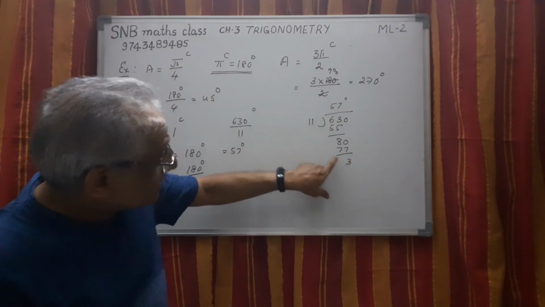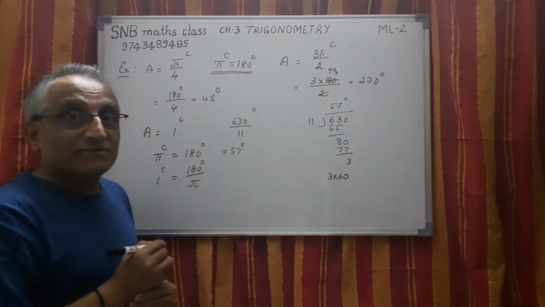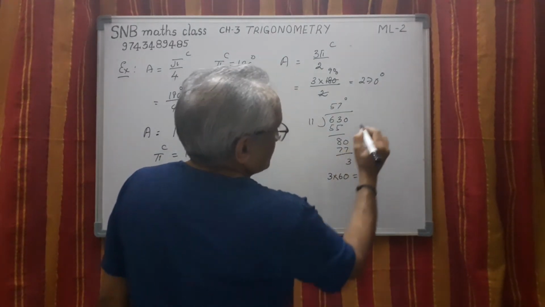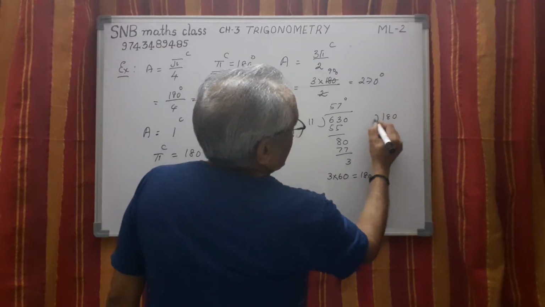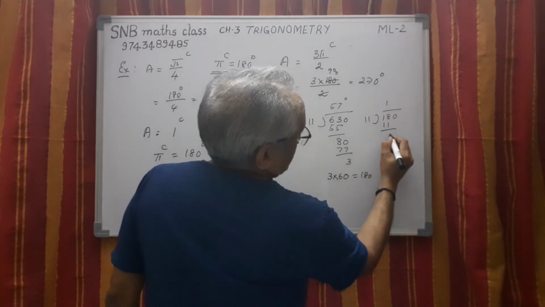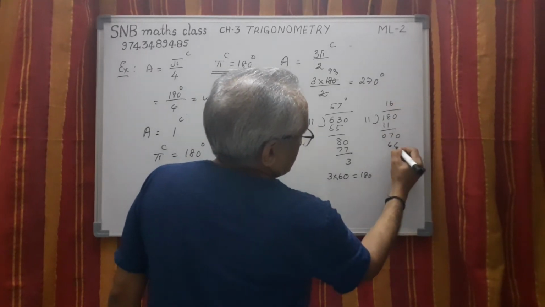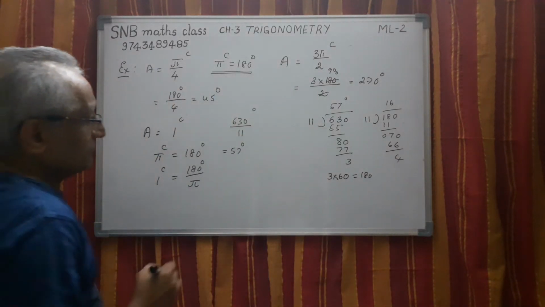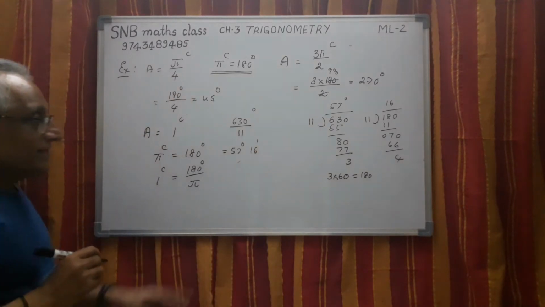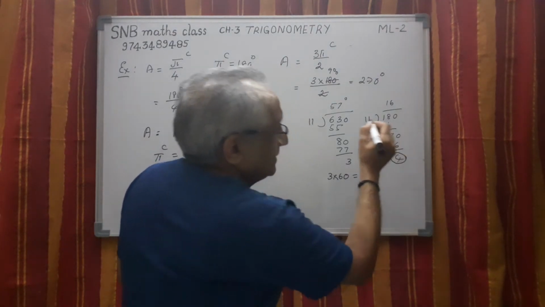Once again, this 3 degree I have to divide by 11. What is 3 degree? 3 into 60 I have to convert, because I have to convert it into minute. So this is 180. Once again, 180 divided by 11. 11 ones are 11, then 70. Approximately 11 6s are 66 and 4 is remaining. Therefore here it is 16 minute. It is once again approximate. What is remaining is 4 minute.